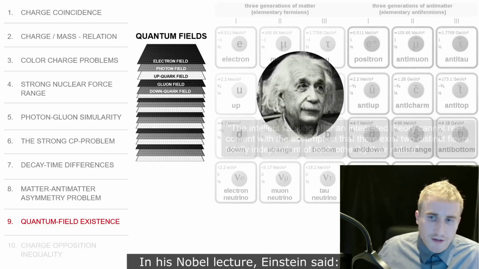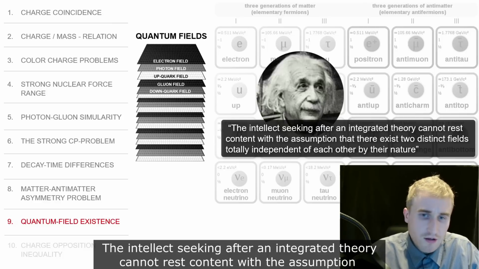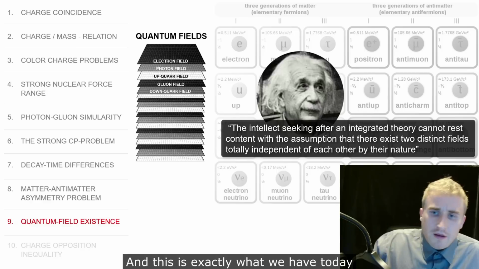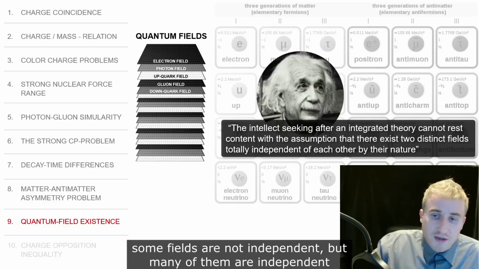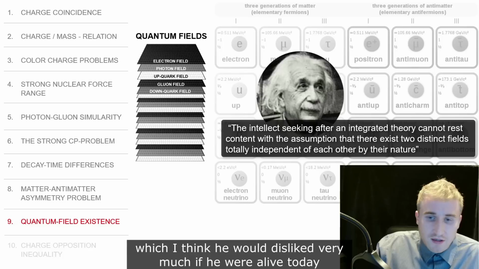In his Nobel lecture, Einstein said, "The intellect seeking after an integrated theory cannot rest content with the assumption that there exist two distinct fields, totally independent of each other by their nature." And this is exactly what we have today. Some fields are not independent, but many of them are independent, and we have many more fields than the two that Einstein wanted to unify, which I think he would dislike very much if he were alive today.